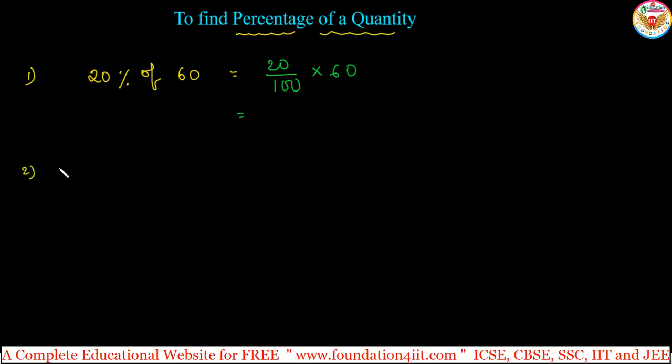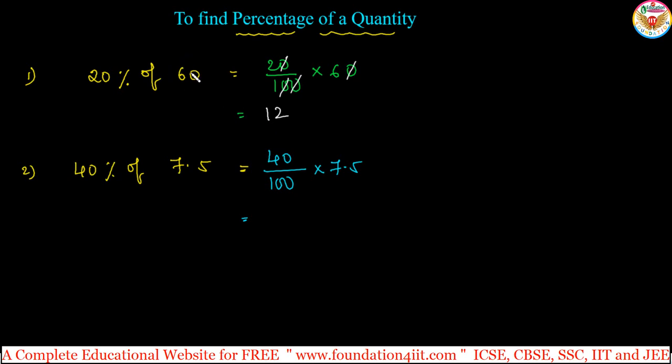Same way, they're asking 40 percentage of 7.5. So in this, 40 by 100, so remove this percentage symbol, so divide by 100, into 7.5. So this we have to calculate to get the answer. So calculation is simple. 0 0 cancel and 2 6 are 12. So 20% of 60 is 12.